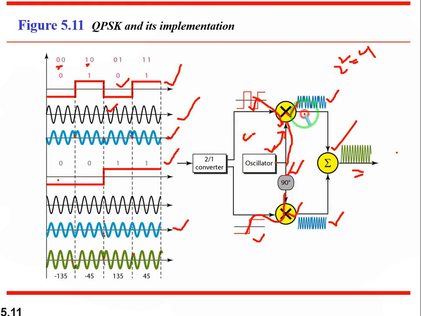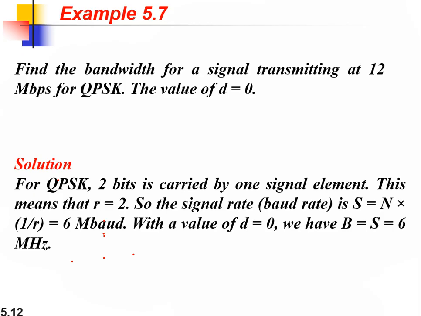So as a result we have this signal and this signal, so we have two signals and a 2 by 1 converter. At the end we are going to sum both of them. Once we sum them, we will receive this signal, which is our final signal. But in quadrature, just keep in mind we take 2 or more bits and shift the phase by an angle of 90.